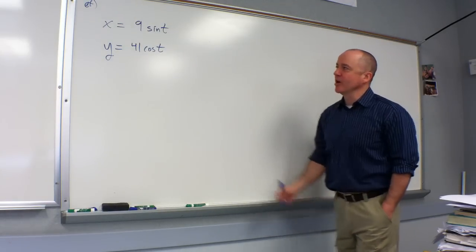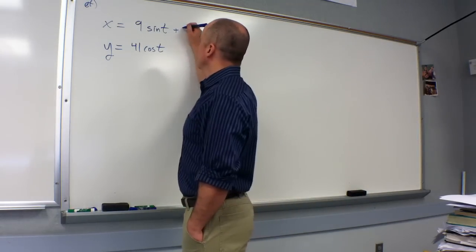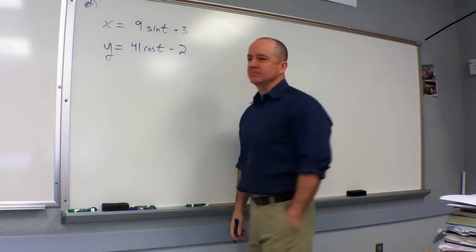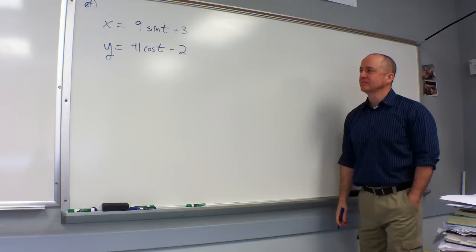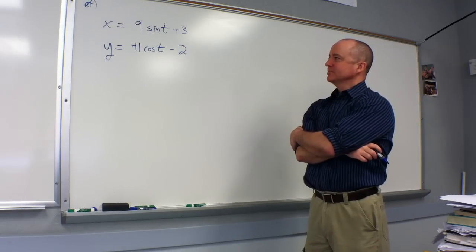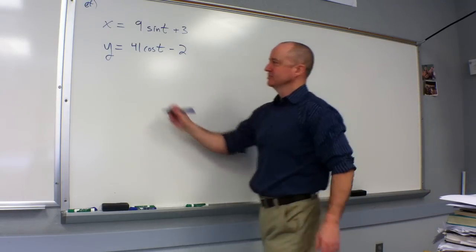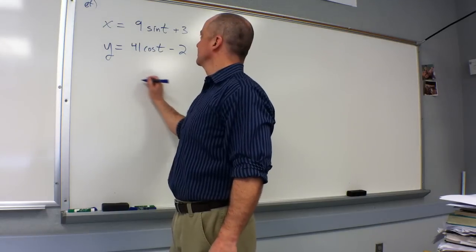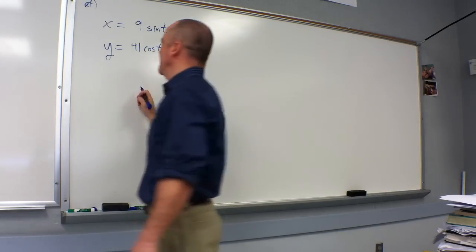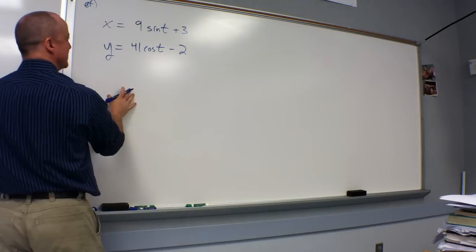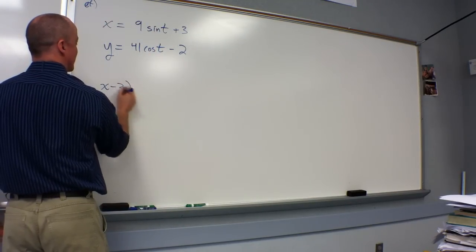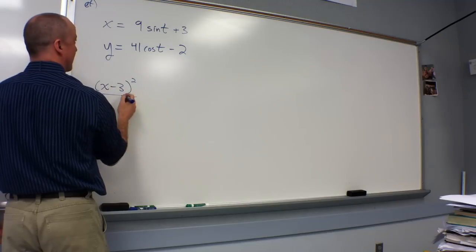Pretty sure I'm remembering that right. Oh, and then plus 3 minus 2. I already know what C is. So then it's just going to be x minus 3 squared all over 9. Wait, over 9 or over 9 squared? Slow down. No, you're good. X minus 3 squared all over 9.